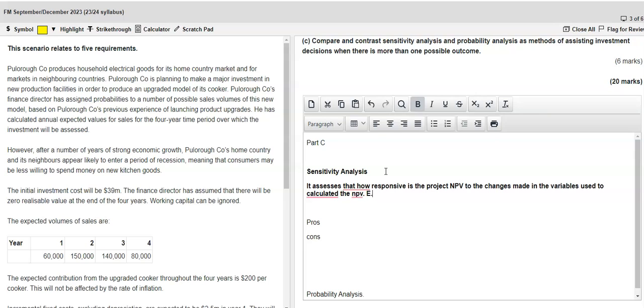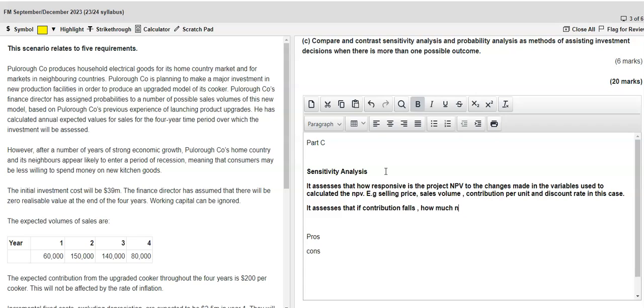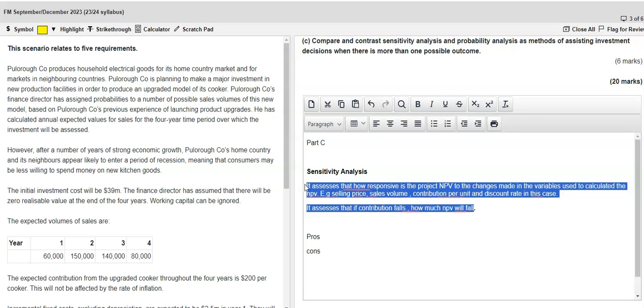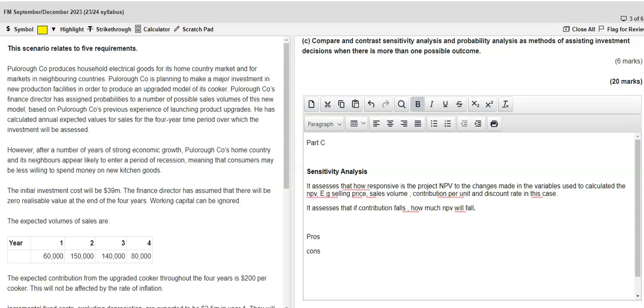So there are many variables. For example, selling price, sales volume, contribution per unit, and discount rate. It assesses that if contribution falls, how much NPV will fall. It assesses if discount rate increases, how much the NPV will fall. So this is sensitivity analysis.